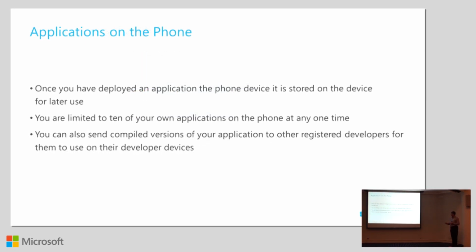So deploying applications onto the phone, you can deploy up to 10 applications, which we call side loading, right? And you can provide the XAP file to other developers for testing also. But at any point of time, you can have 10 applications running on your device which have been side loaded. You can deploy them from Visual Studio, or you can deploy them directly.